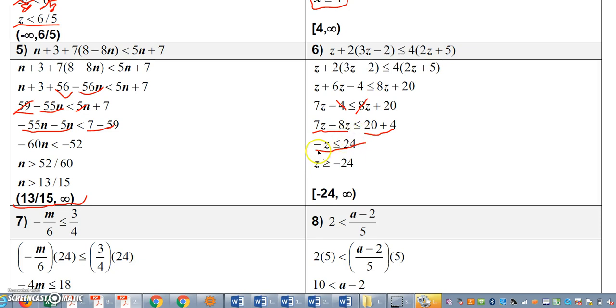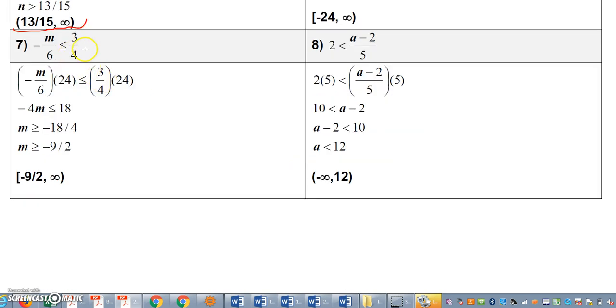Now, to solve this, I can multiply both sides by negative 1, right? Well, if you multiply both sides by -1, then what's going to happen? Since I'm multiplying the inequality on both sides by a negative number, it's going to flip that inequality from a less than or equal to a greater than or equal to. So my solution is actually going to be z is greater than or equal to -24. And since it includes the -24, I do a bracket -24 comma infinity for the interval notation solution.